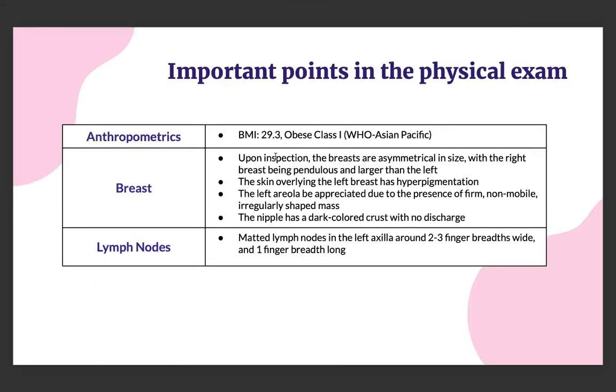And then for the physical exam, pertinent findings are the 29.3 BMI, which indicates obese class 1. And again, the breast and skin changes, including asymmetry and hyperpigmentation and the presence of the irregularly shaped mass and matted lymph nodes.